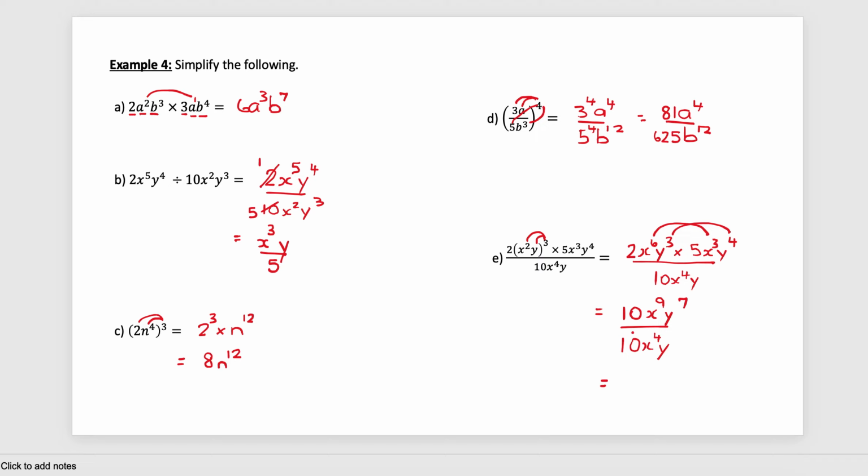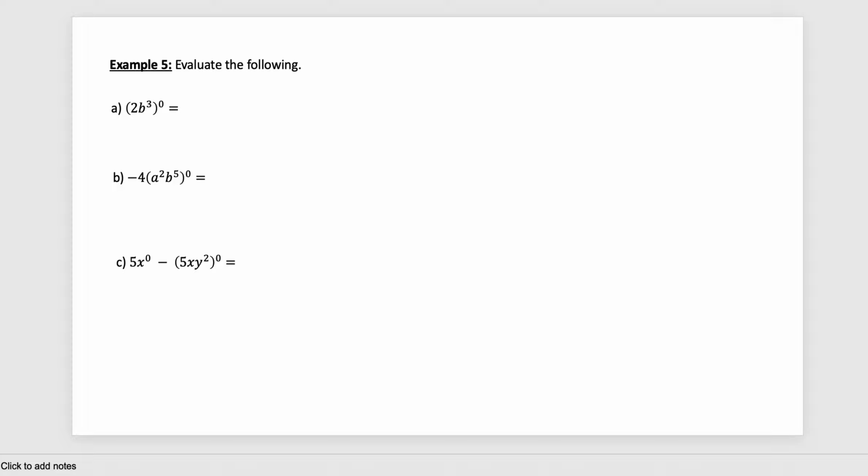And so now what we do is we need to simplify the fraction as much as possible. So we divide top and bottom by 10. So that gives us 1 and 1. And then we've got x to the power of 9 divided by x to the power of 4, which is x to the power of 5. And y to the power of 7 divided by y to the power of 1 is y to the power of 6. And now we'll just have a look at this last slide here, which says evaluate the following.